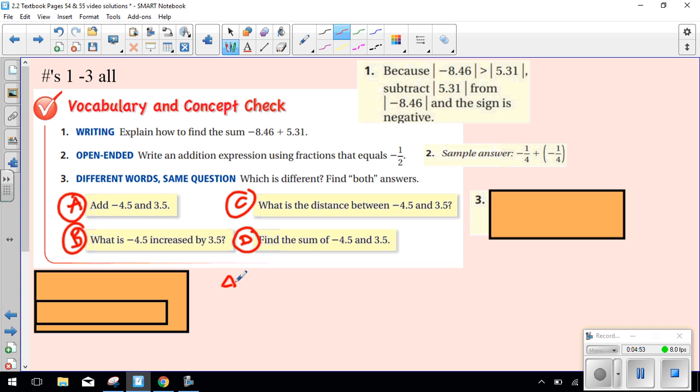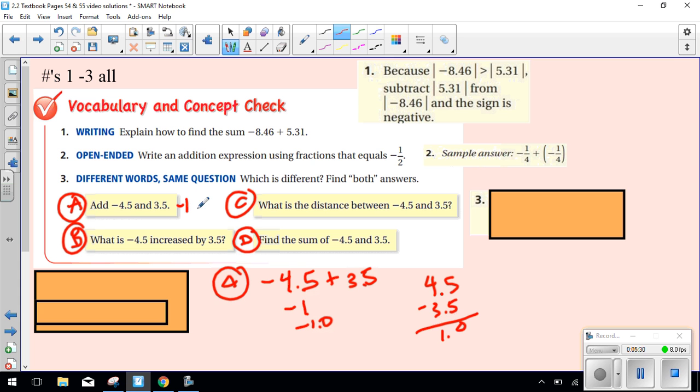So for A, I'm going to add -4.5 plus 3.5. So since my signs are different in addition, I'm going to subtract greater absolute minus the smaller absolute. And I get 1 since the 4 and 5/10 is a bigger absolute value and it's negative. My final answer is negative. And negative 1 is the same as negative 1.0. So either way is okay. So this is negative 1.